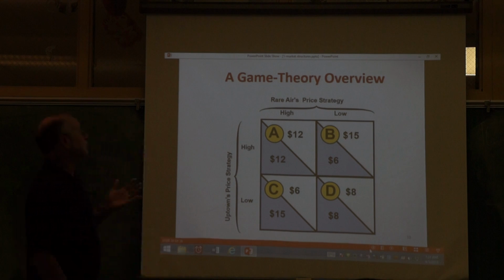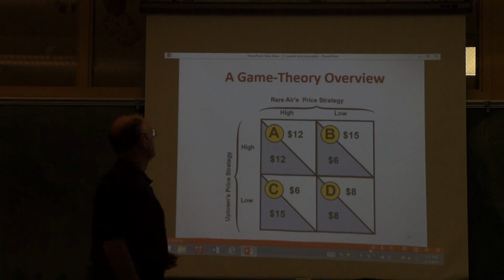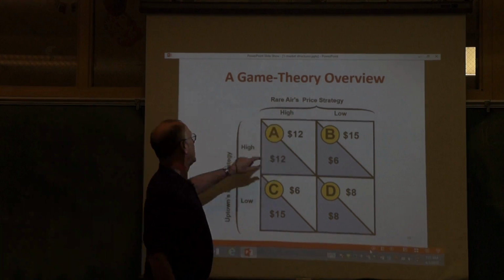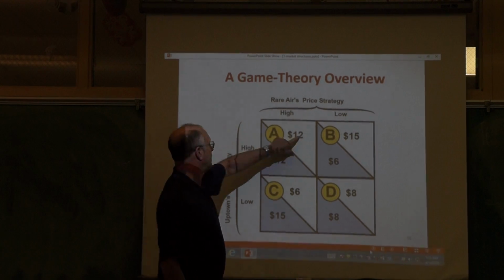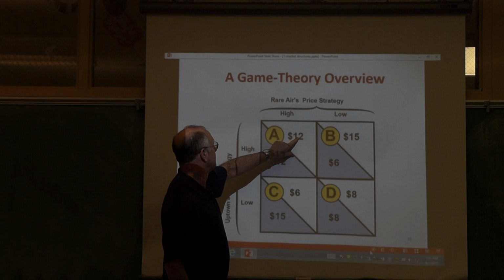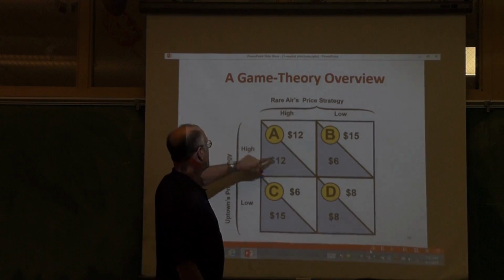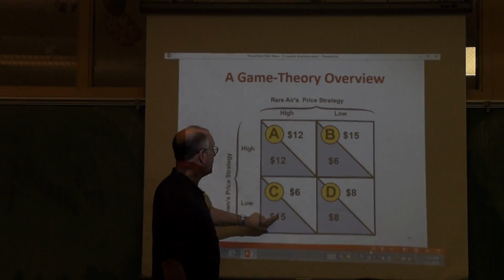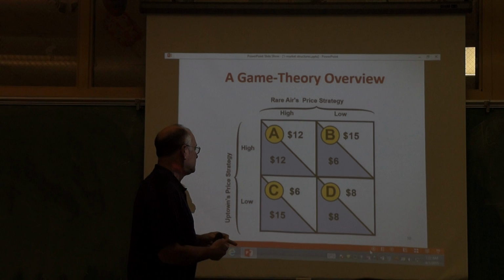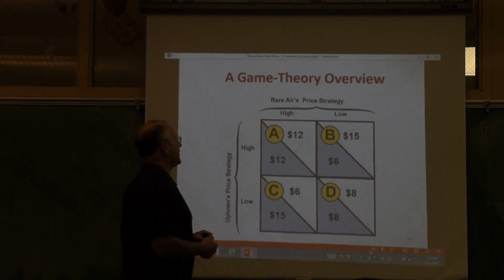Okay, so I want to find out what Rare Air and Uptown are going to do. If Rare Air goes high and Uptown goes high, Uptown makes 12. If Rare Air goes high and Uptown goes low, Uptown makes 15. So I put just a little check here to say Uptown's doing that.